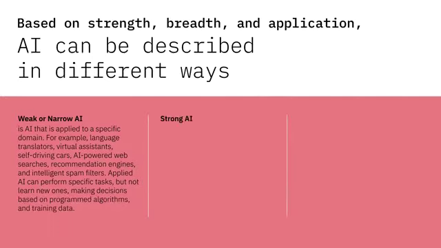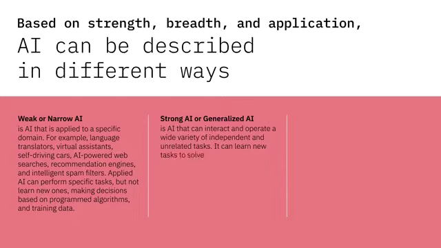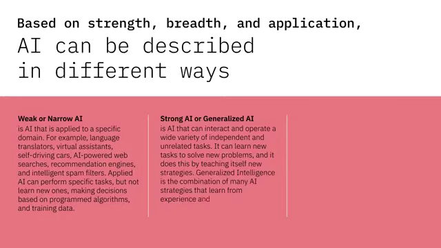Strong AI, or generalized AI, is AI that can interact and operate a wide variety of independent and unrelated tasks. It can learn new tasks to solve new problems, and it does this by teaching itself new strategies. Generalized intelligence is the combination of many AI strategies that learn from experience and can perform at a human level of intelligence.